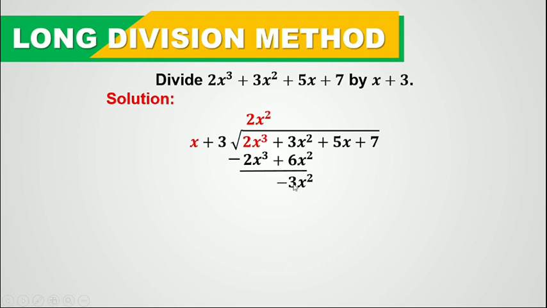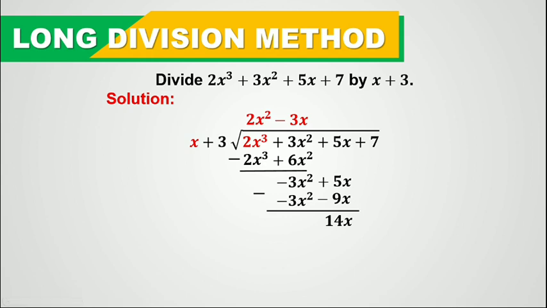Now negative 3x squared, and then we're going to bring down positive 5x, and then we're going to divide this by this. So negative 3x squared divided by x, that's negative 3x. And then negative 3x times x, that's negative 3x squared. Negative 3x times positive 3, that's negative 9x. And then let's subtract them. Negative 3x squared minus negative 3x squared, that's 0. And then 5x minus negative 9x, that's positive 14x.